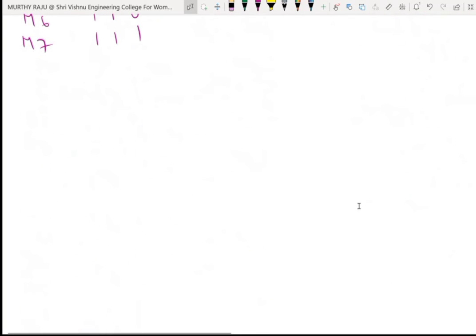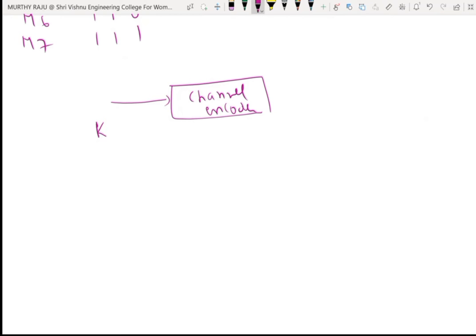Okay, next one. This one is the channel encoder. K information bits are applied here. The channel encoder transforms k information bits into n encoded bits.